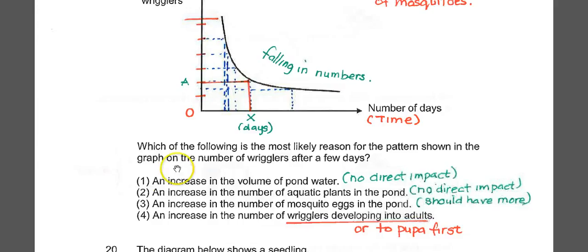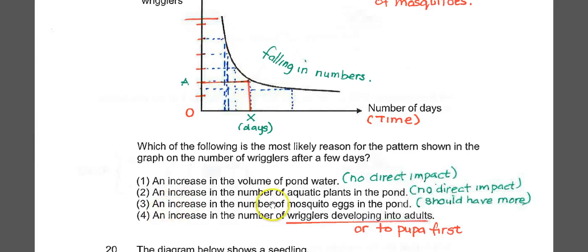The graph's trying to say that there's an increase in the volume of pond water. No relationship. Okay, you increase the water doesn't mean that more wrigglers will come out or fewer, or more wrigglers will die. No direct impact. An increase in the number of aquatic plants. You put more plants and therefore the plants will cause the wrigglers to decrease in number. No direct impact, right? And of course the best answer is this. You see, let's take a look. What is this over here?